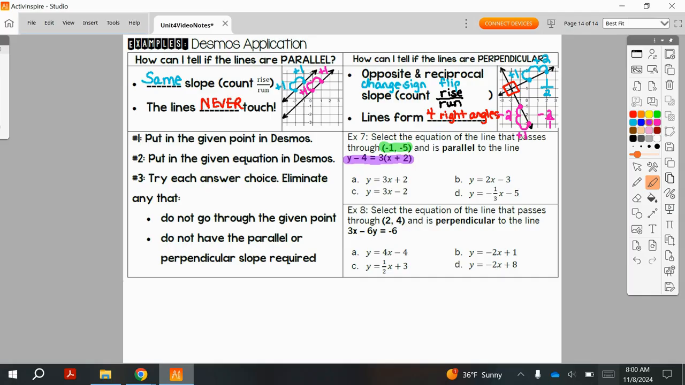From there, I want to try each answer choice and eliminate any that do not go through the point or that do not have the parallel or perpendicular slope. So right away, I see this example says select the equation of the line that passes through negative 1, negative 5, and is parallel to the line. So I have to have the same slope as the line. Pulling the slope from the line when it's in point slope form, it's always the number in front of your parentheses. So my m or slope must be 3.